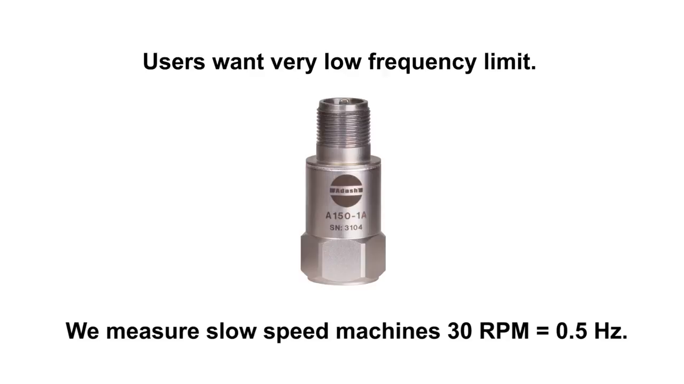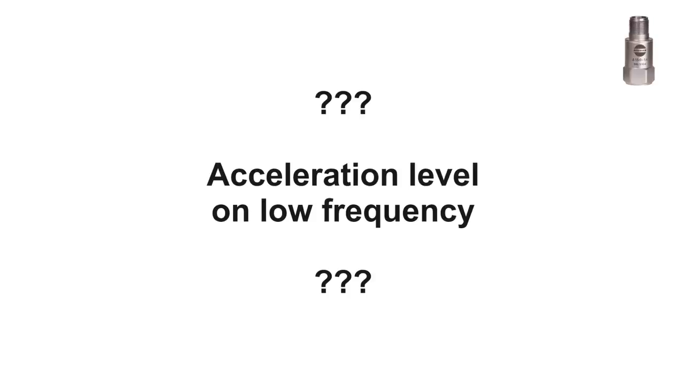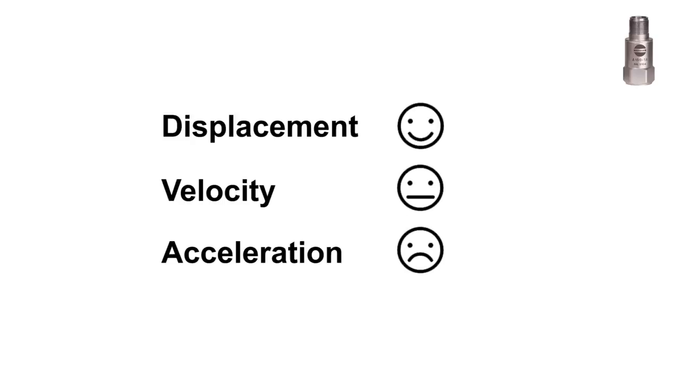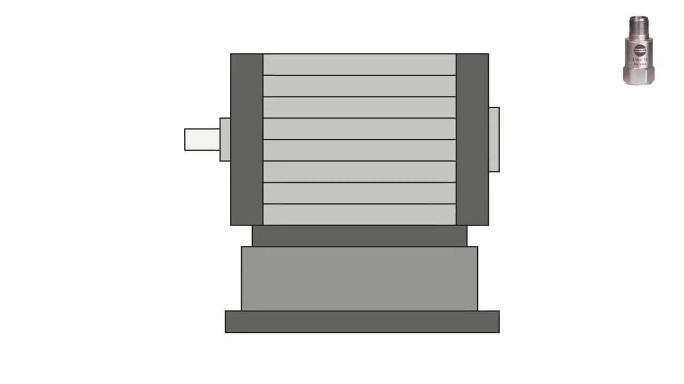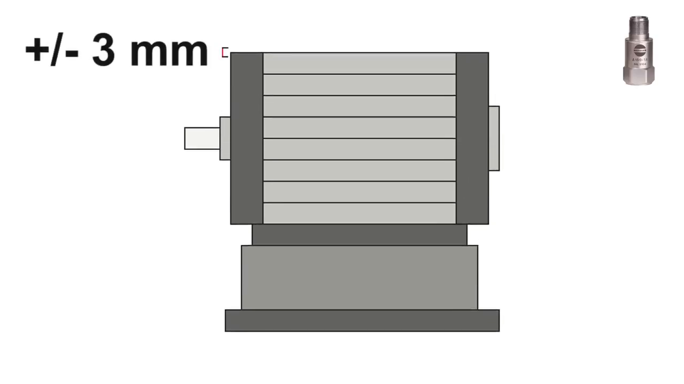Let me tell you the example. If I want to measure the acceleration on low frequency, what acceleration level I can expect? Would be, for example, 1G? Most of the people are not able to imagine the vibrational acceleration and velocity. Everybody can imagine the displacement. When you say that machine vibrates plus-minus 3 mm, then everybody understands.